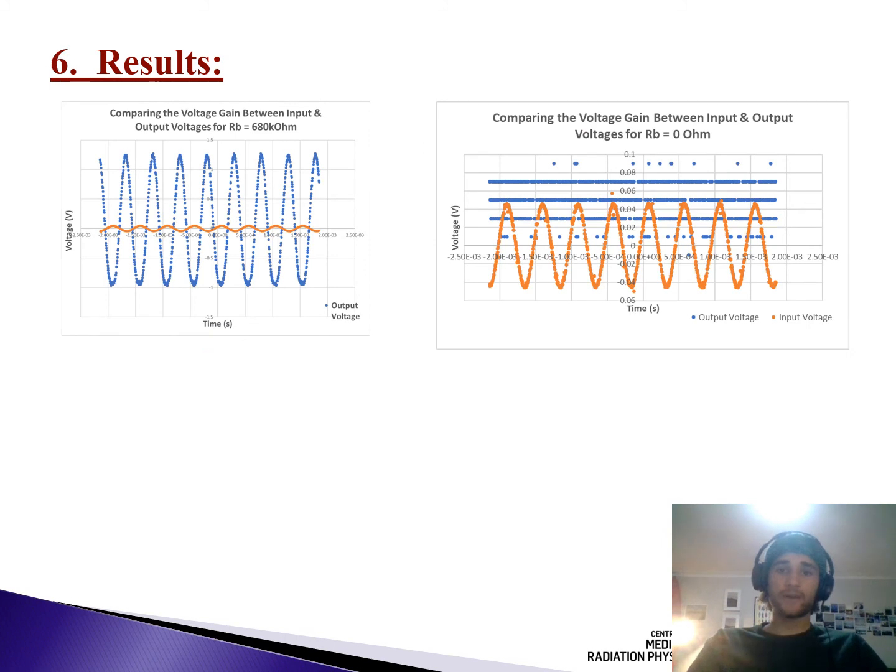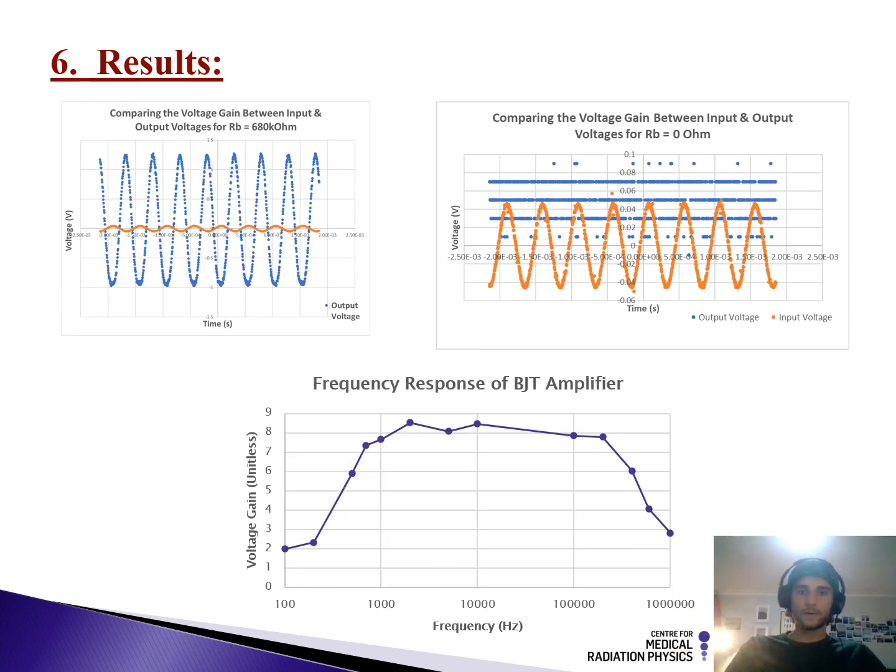So here is a comparison between the voltage gain of a circuit with an RB resistance of 680 kiloohms and no RB resistance. On the left, we observe a significant voltage gain between the input and output amplitudes, whereas in the case of zero resistance, an extreme amount of distortion is evident with these blue dots scattering. This makes sense since at tiny resistances, we begin to leave the active region and enter the saturation region. This results in the collector current being clipped, resulting in poor voltage gain and lots of disturbance.